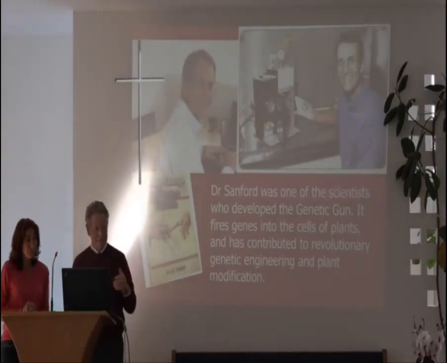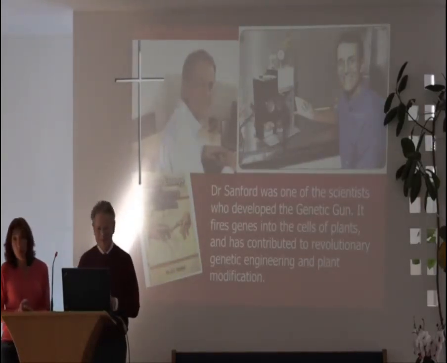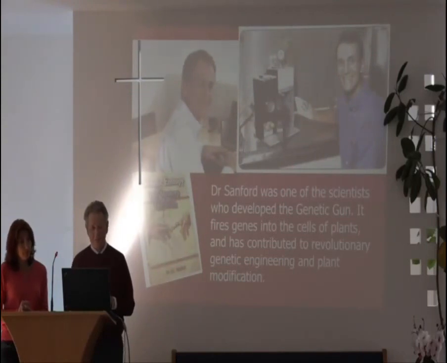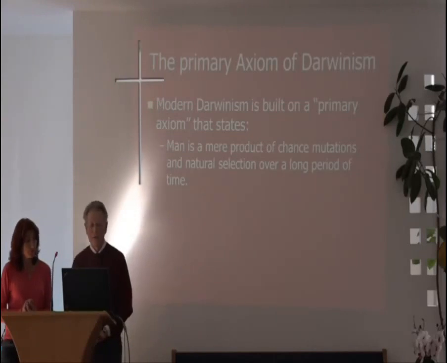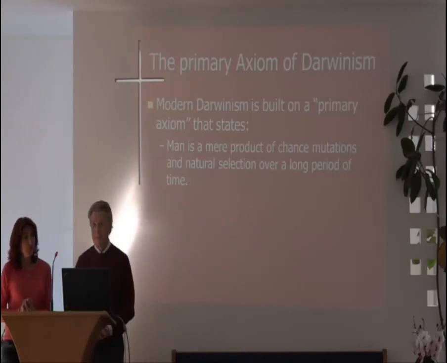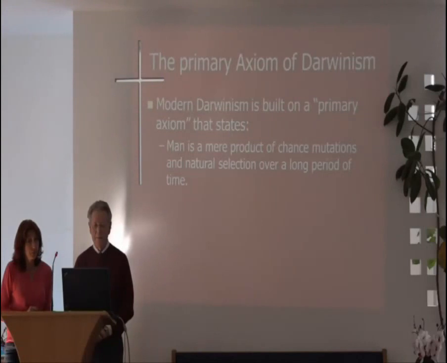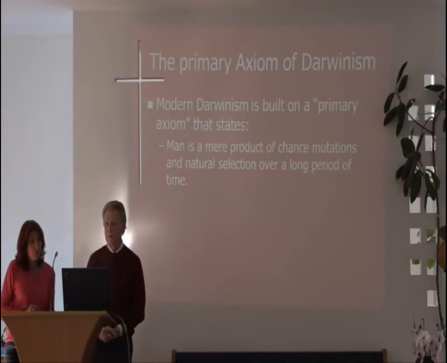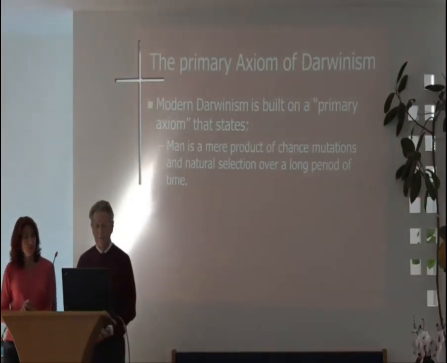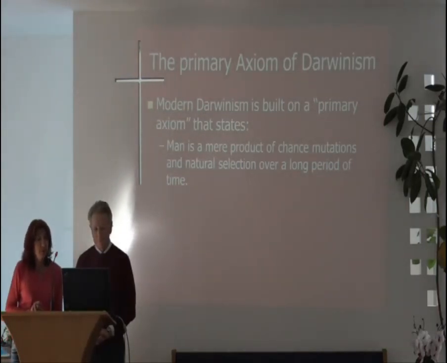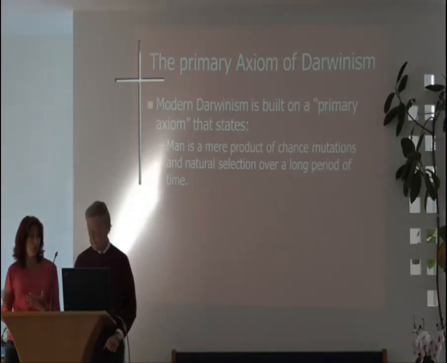So he's pretty clever that has been able to do this. He writes in the beginning of the book, modern Darwinism is built on a primary axiom that states man is a mere product of chance mutations and natural selection over a long period of time.